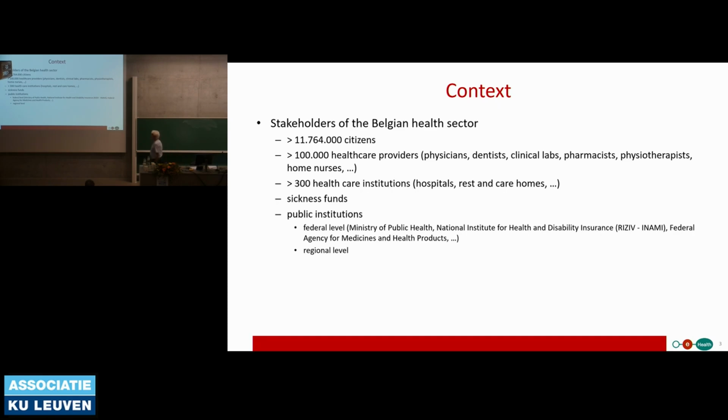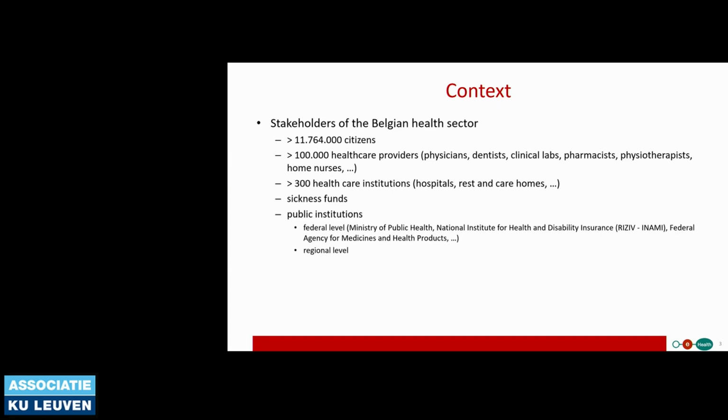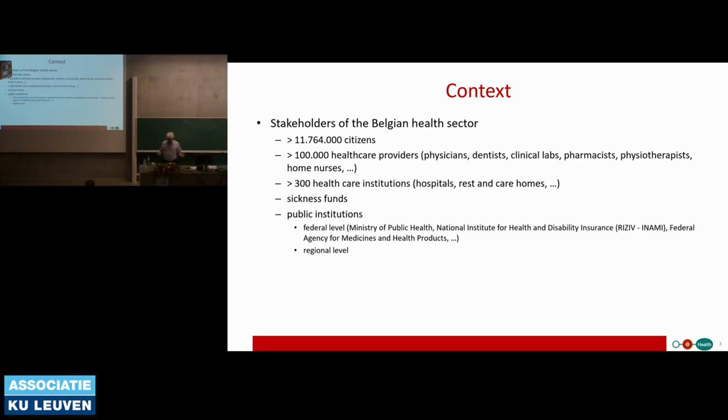So you have here the context. We have in Belgium about 11.7 million citizens. We have about 100,000 healthcare providers and healthcare institutions, physicians, dentists, clinical labs, pharmacists, and so on, hospitals, homes for elderly care, and so on. We have sickness funds that reimburse the people for the costs they have for healthcare. And we have a number of public institutions. We are a quite complex country. We have a federal level, we have regional levels, we have municipalities, and so on. And there are a number of administrations that are active on these several levels.